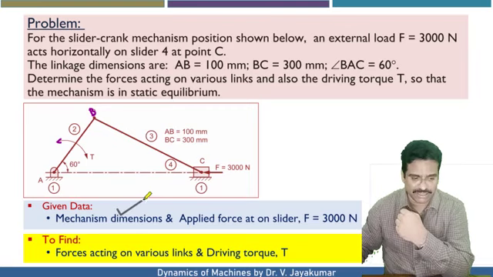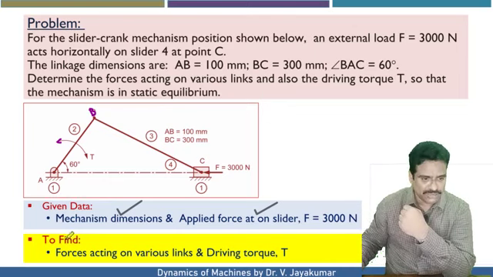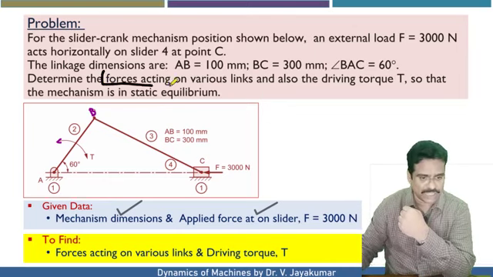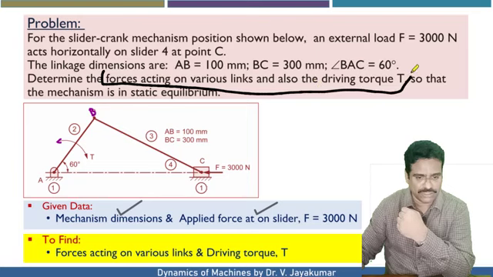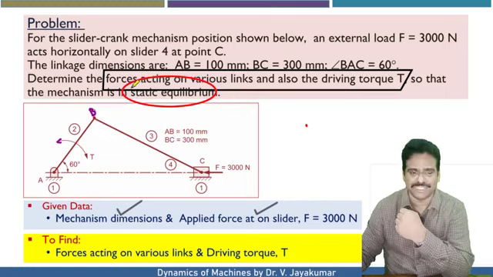So given data are the mechanism dimensions and the applied force at the slider, F. We need to determine the various forces acting on the links and also the driving torque. Here, a very important thing is they have mentioned that the mechanism is in static equilibrium. That is the key there.